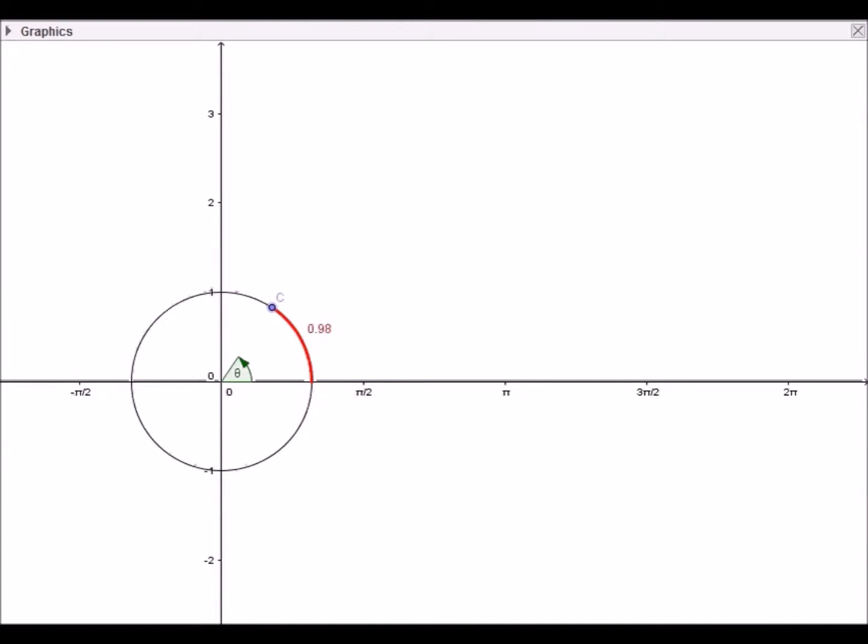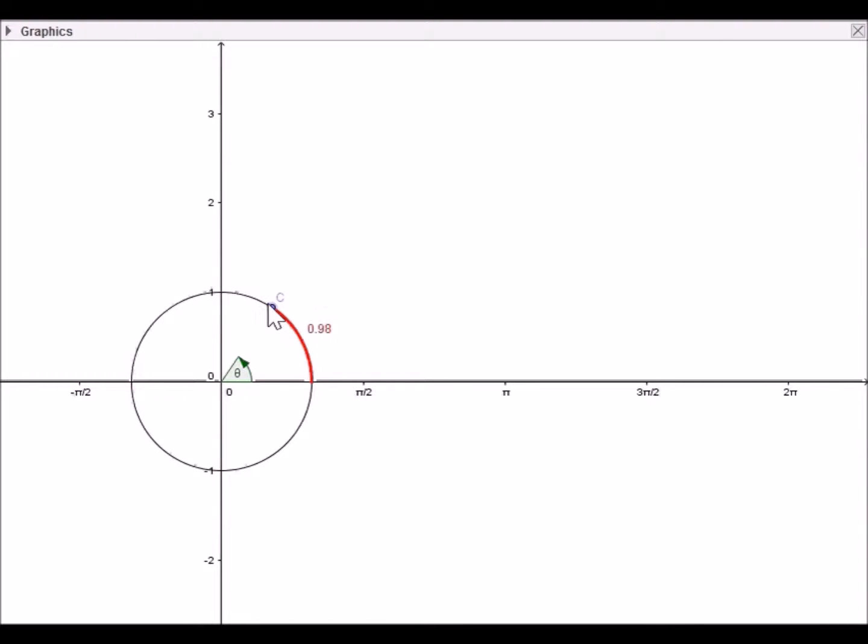What you see at the moment is the unit circle, which we also call the trig circle, and it's centered at the origin. It's a circle of radius 1. You can also see an angle of theta that is illustrated, and there is a corresponding point C that lies at the intersection of the unit circle and the terminal line of my angle. In red, you see the arc length that has been generated by moving a point that lies along the x-axis at (1, 0) all the way up to point C. At the moment, this arc length is 0.98. So this is an angle of 0.98 radians.